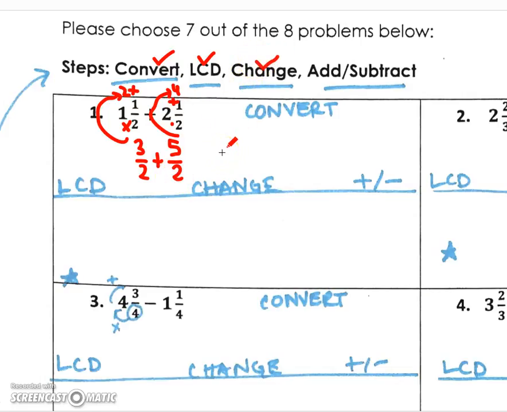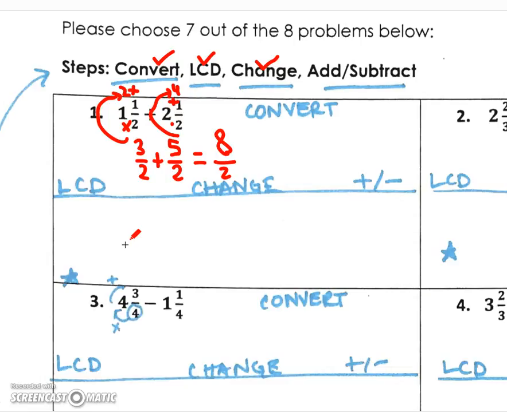So now I'm going into my easiest step of all, which is adding the two improper fractions together. So I'm going to do that. 3 plus 5, that gives me 8. And then if we remember, our denominator stays the same. So my answer is 8 over 2, or a giant 8 over 2. That 8's pretty big.